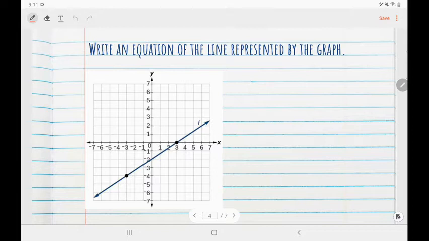Go ahead, pause this video, and try the second example on your own. All right, again, I'm asked to write an equation of the line represented by the graph. So y equals something x plus something, or my y-intercept. I usually like to find my y-intercept first. My y-intercept is right here at -2, so I'm going to write -2. I know oftentimes there are some people that write plus -2. That would be equivalent or correct, but -2 would be most simplified.